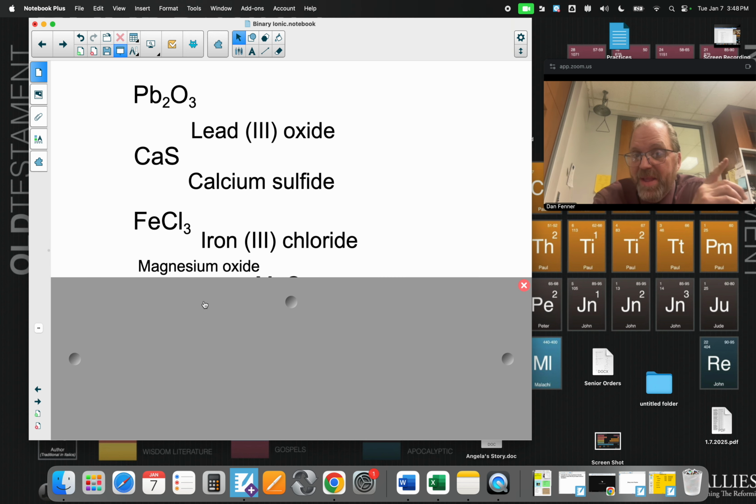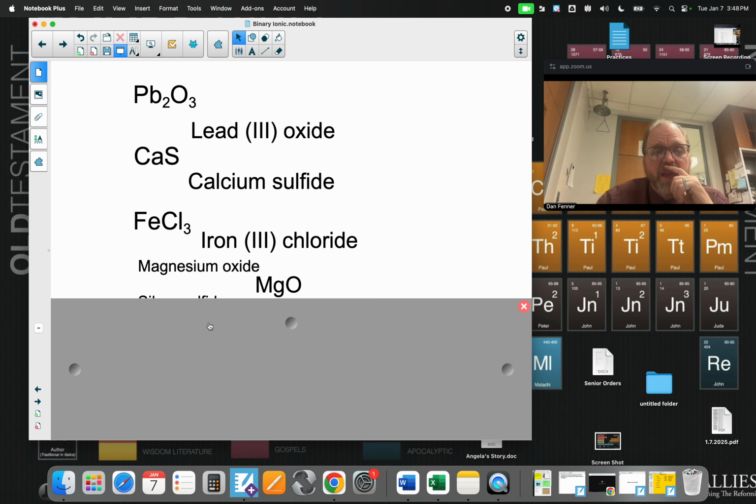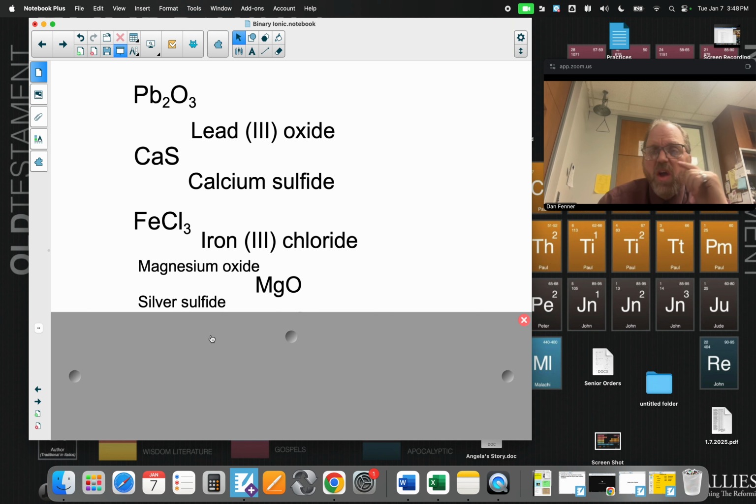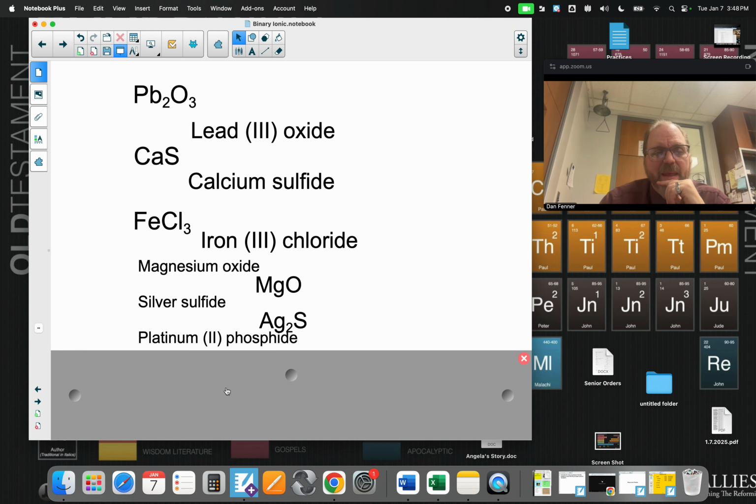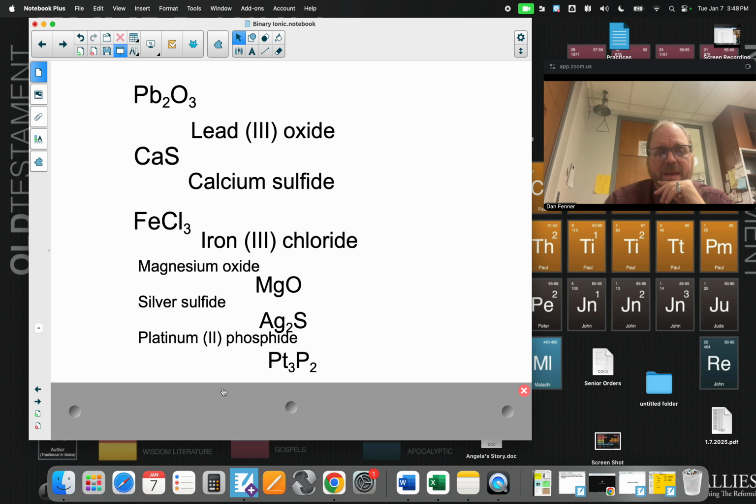Magnesium oxide, magnesium +2, oxygen -2, that equals 0. So it's just MgO. Silver sulfide, silver's +1, sulfide's -2, so it's Ag2S. And then platinum(II) phosphide, platinum is Pt, phosphorus is P. It's got a Roman numeral, that means its oxidation number, not the number of platinums, is +2. Phosphide from the periodic chart is -3. It's Pt3P2. Okay, hopefully this wasn't too bad.